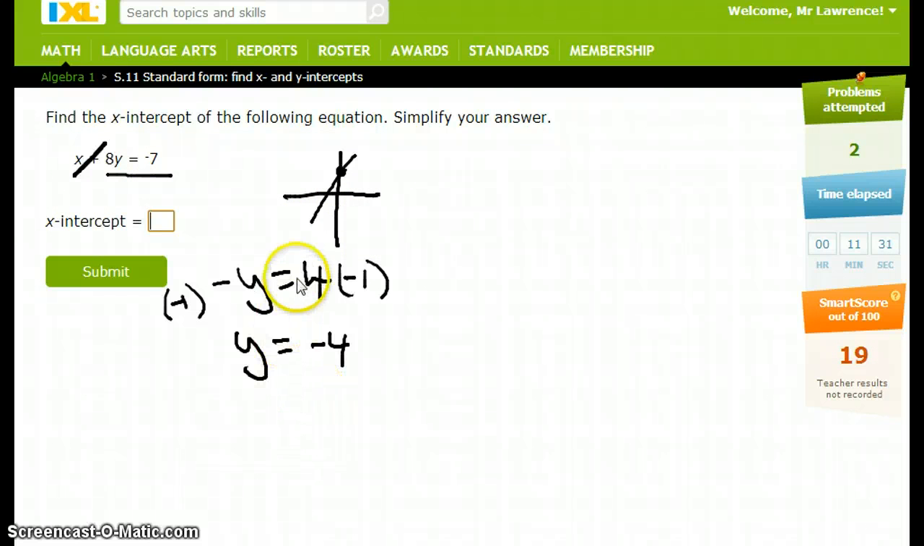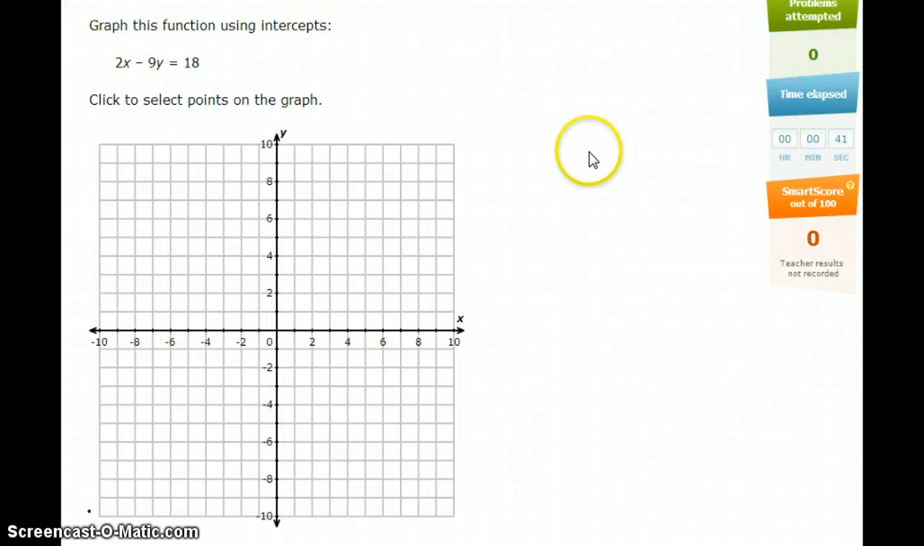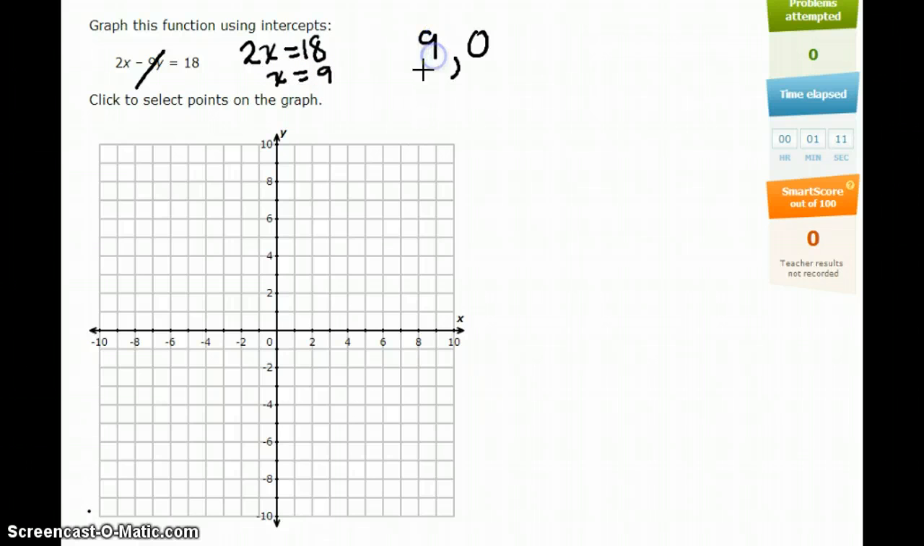Yay. Okay. So let's go on to the graphing and see how that works. So here they want us to graph this function, 2x minus 9y equals 18. Well, how do I go about doing this? Let's go back first of all and take a look at what exactly this means. I want to know when y is 0, I'm left with 2x equals 18. So x equals 9. So I know that one point is at (9, 0).